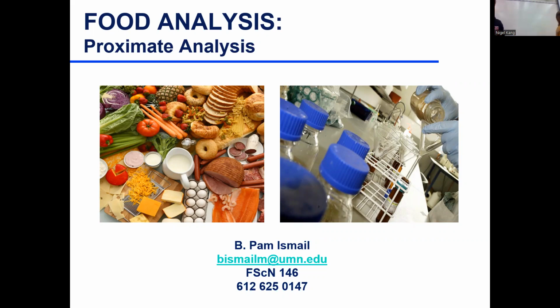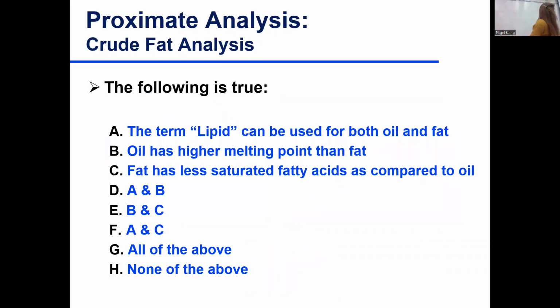Okay, let's get started. Today's lecture is about crude fat analysis. Did you have the lab or? Oh, okay, great. So let's start with a recap on your information on food chemistry.